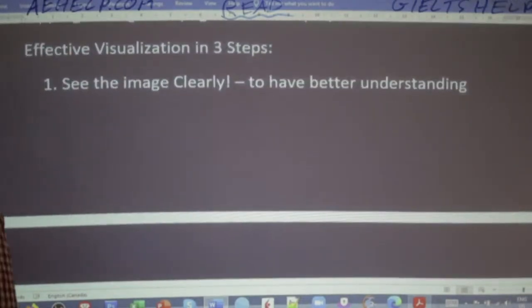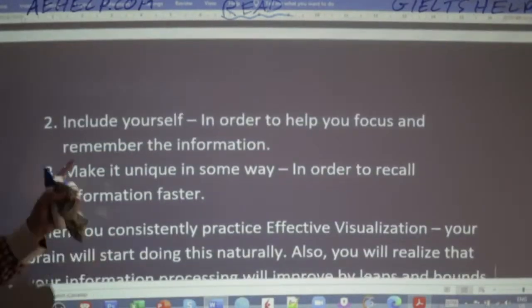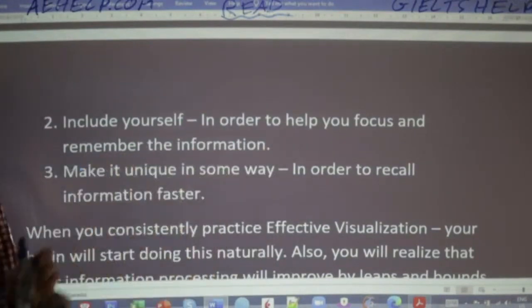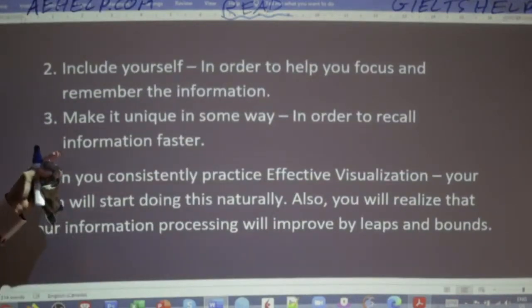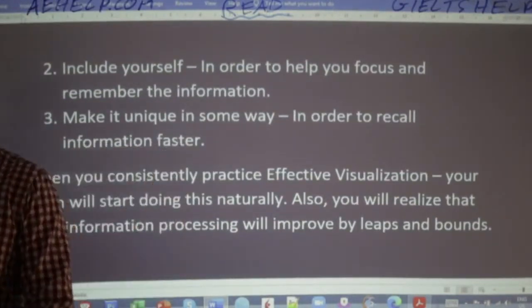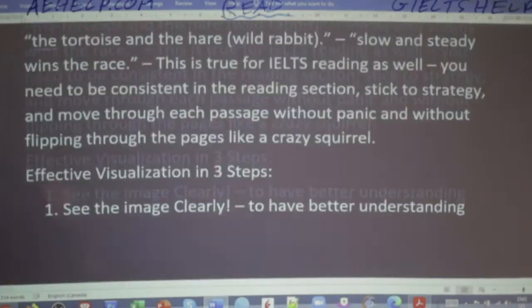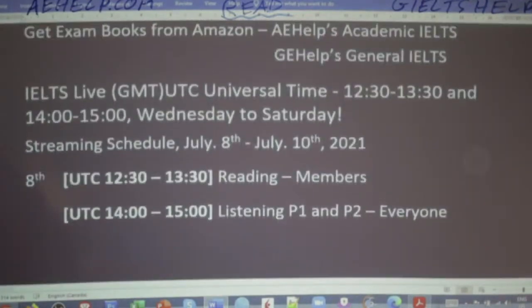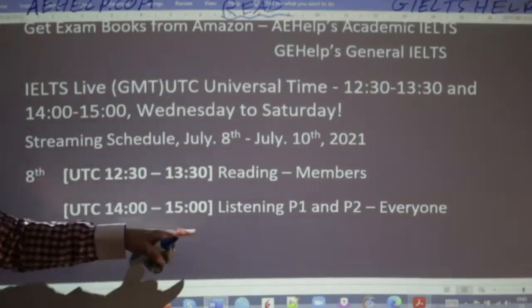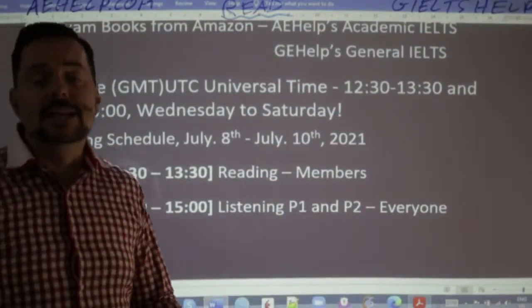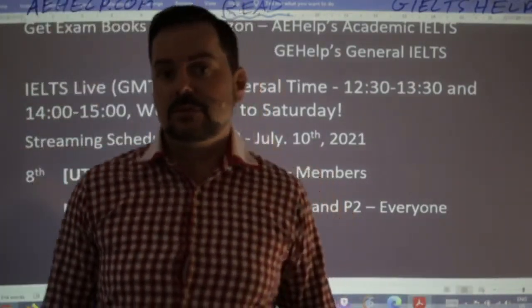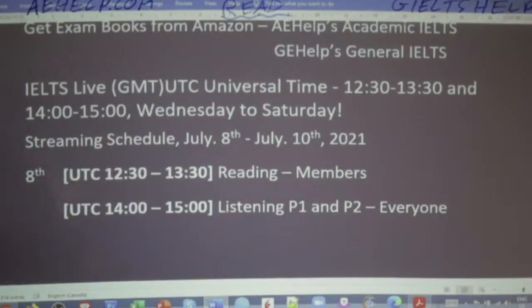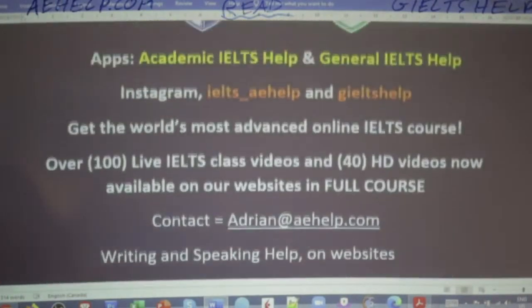So just to recap, see the image clearly so that you understand it. Include yourself so that you can focus and remember the information, and make it unique. So ride Tonto so that you can recall that information, bring it back to when you need it, okay? And don't go too far, because in 30 minutes we will start an IELTS listening class, part 1 and part 2. And in listening, these visualization strategies are just as effective, okay? So you want to visualize what you listen to so you can apply it to the next class, the listening class.